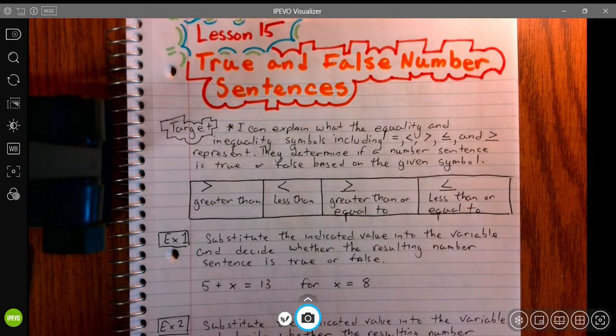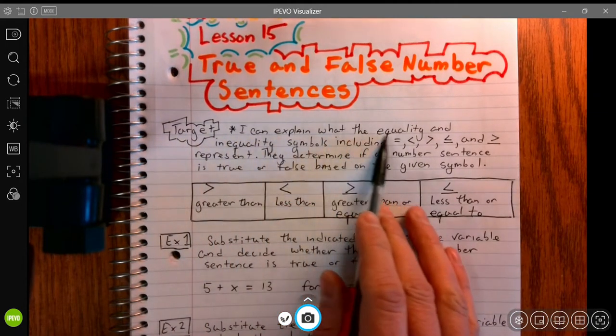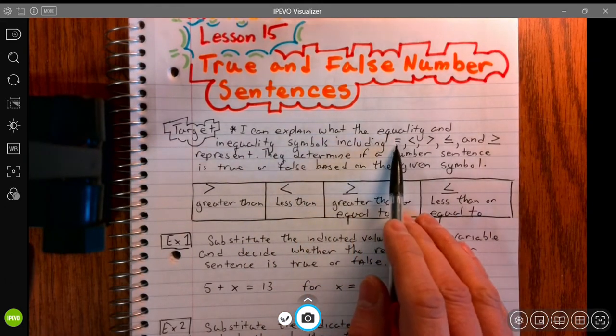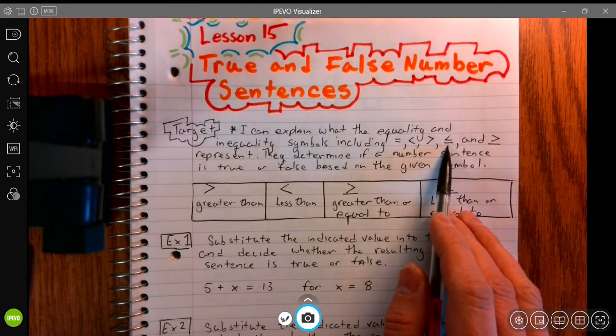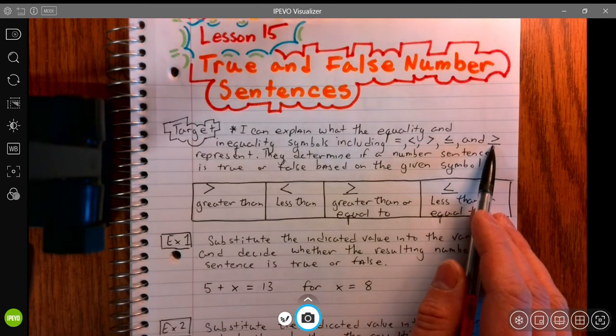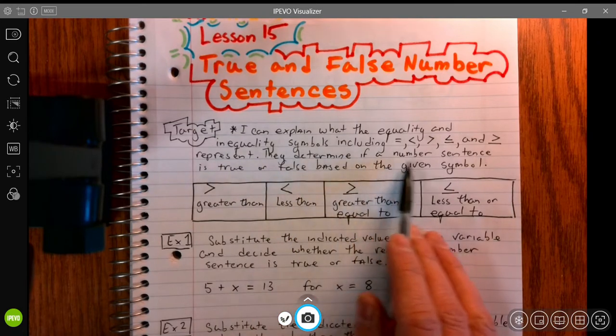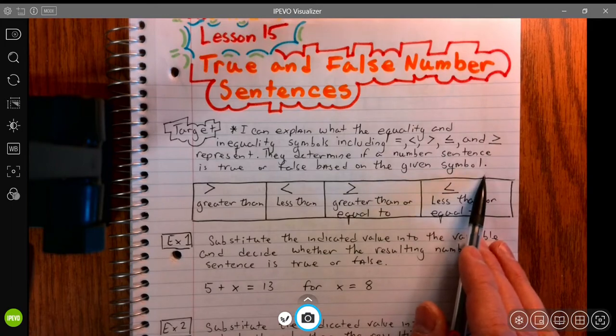Today we're going to be working on lesson 15 in module 4, which is true and false number sentences. My target for the day is I can explain what the equality and inequality symbols, including equal to, less than, greater than, less than or equal to, and greater than or equal to represent. They determine if a number sentence is true or false based on the given symbol.